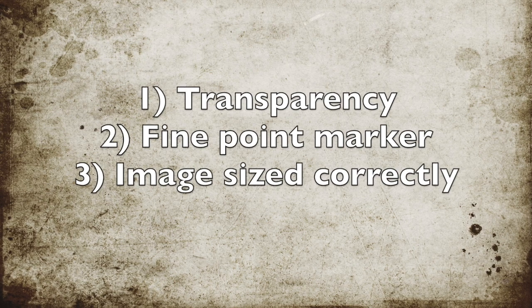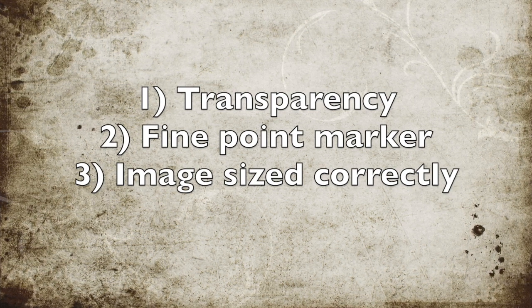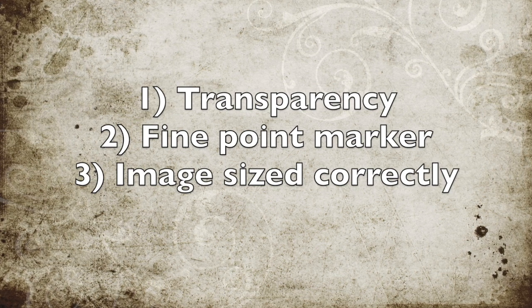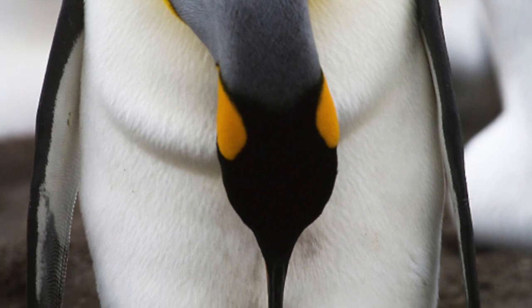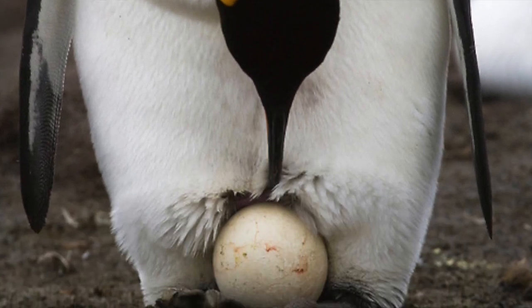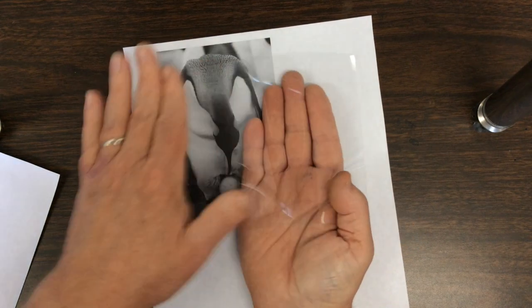For the transparency part of the project, you'll need a transparency, a fine point marker, and a printout of the symbol or a drawing that you've made of the symbol that you've chosen. I chose a penguin because the character in my book is very protective, just like a penguin is when sitting on its egg. The final project will have my symbol on one side and my text evidence on the other side.